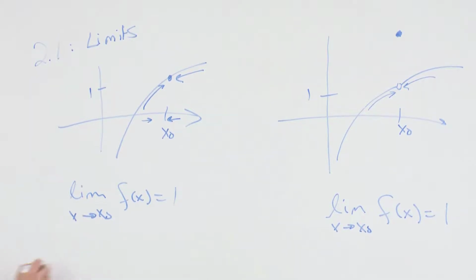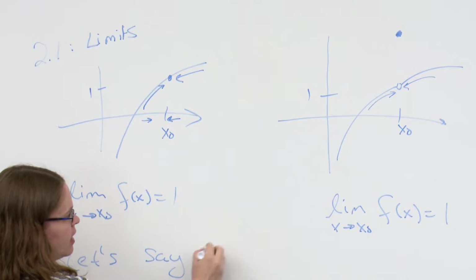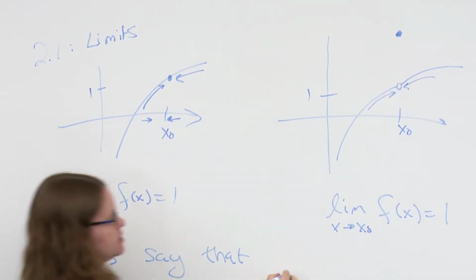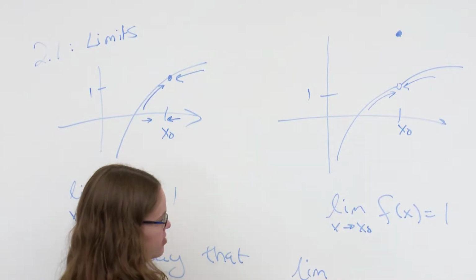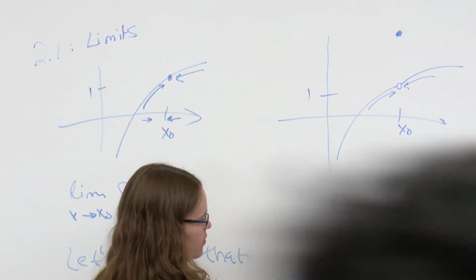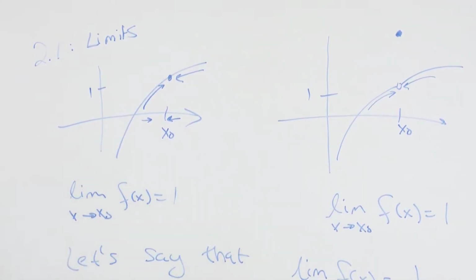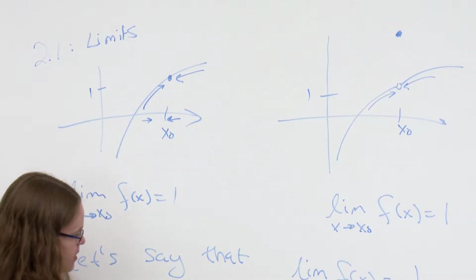So I'm going to say, let's say we have a function. And we happen to know that the limit as x approaches x naught of f of x is equal to some value L. Okay? And what we want to know is, what does this mean? How can I look at a function and decide that this is true? So this is our goal, to try to see what does this mean.